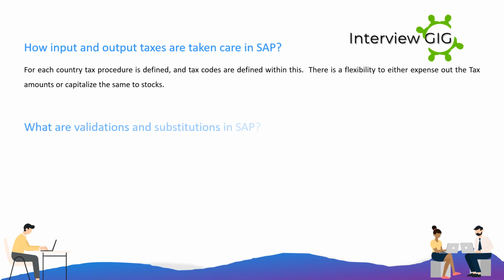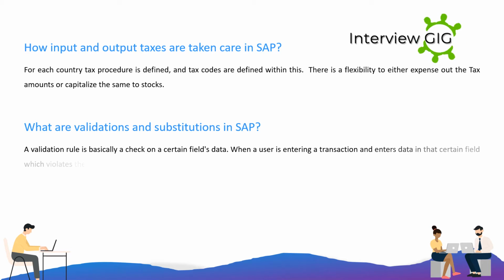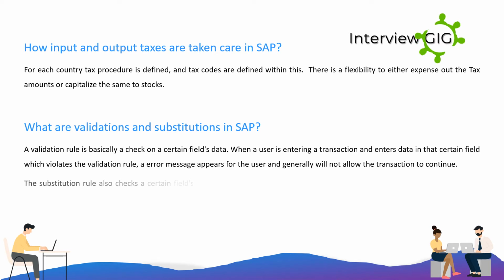What are validations and substitutions in SAP? A validation rule is basically a check on a certain field's data. When a user is entering a transaction and enters data in that field which violates the validation rule, an error message appears for the user and generally will not allow the transaction to continue.